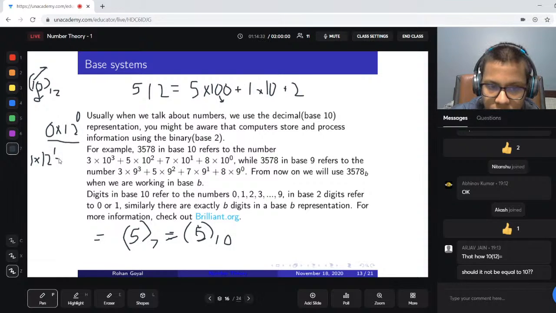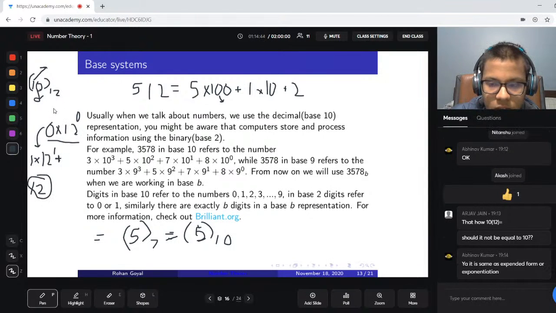So if I sum this and this, I will just get 12, right? Because this is 0 and this is 12. So the sum is 12. So 10 in base 12 is 12 in base 10, right?